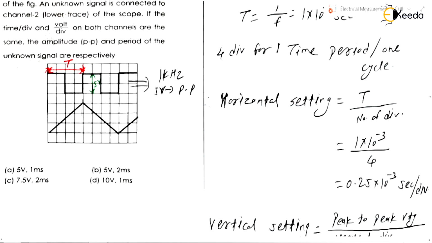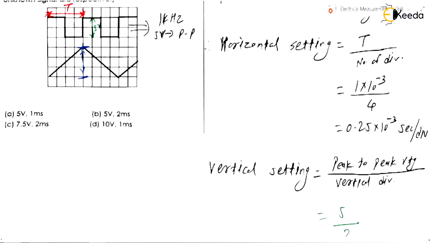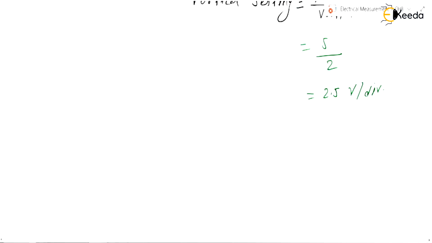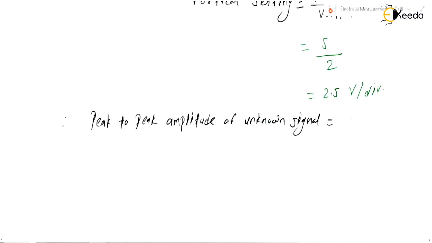Now our task is to find the peak to peak voltage of the unknown signal. From this peak to this peak, how many vertical divisions are there? 1, 2, 3. We have 3 divisions. Therefore, the peak to peak amplitude of the unknown signal is equal to number of divisions 3 into the setting 2.5, which is equal to 7.5 volt. This is the peak to peak amplitude.